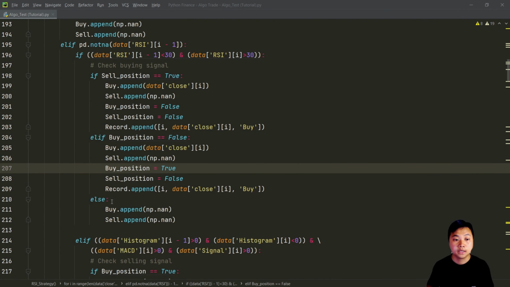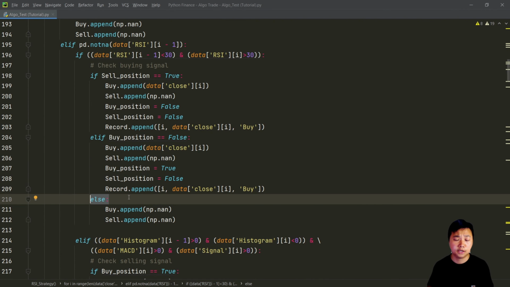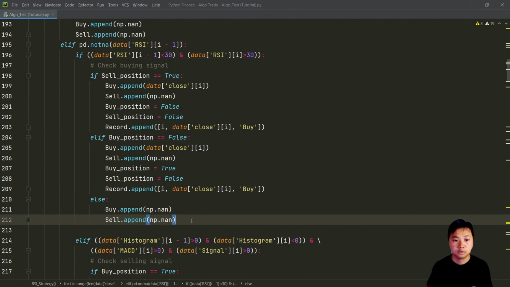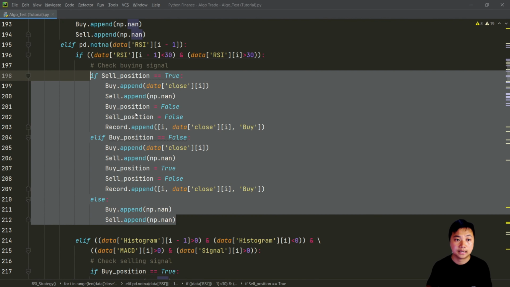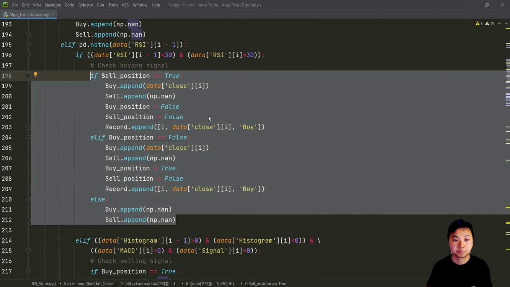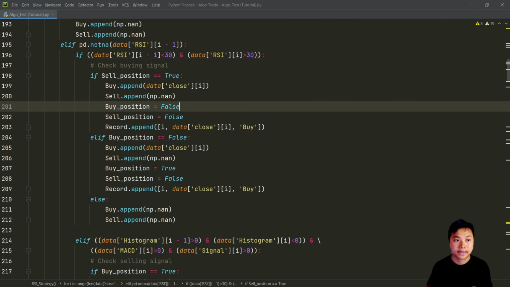And finally, if we do not have a sell position, but we already entered the market, and we are holding a stock or a long position, in that case, we will do nothing. So this logic is exactly the same as what we have for the MACD strategies. Let me just have a very quick recap on this.